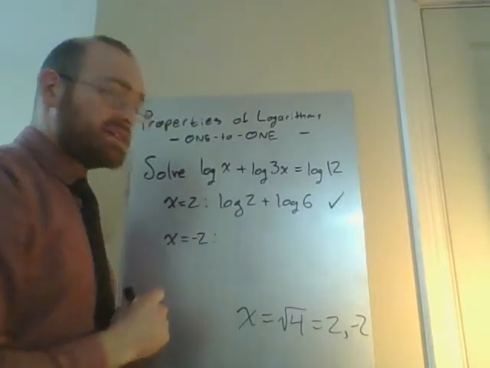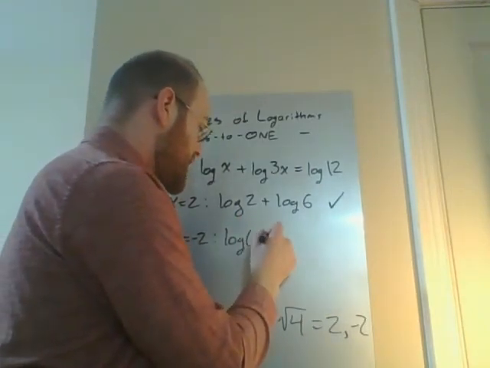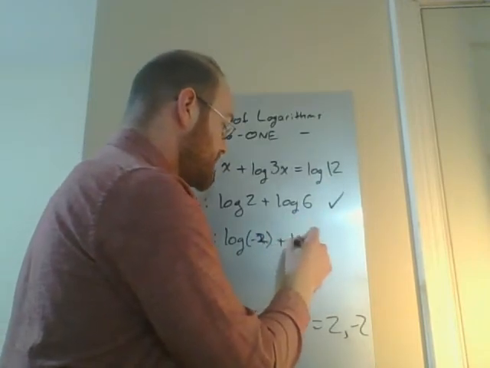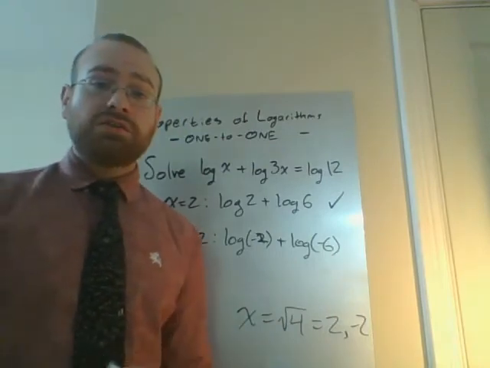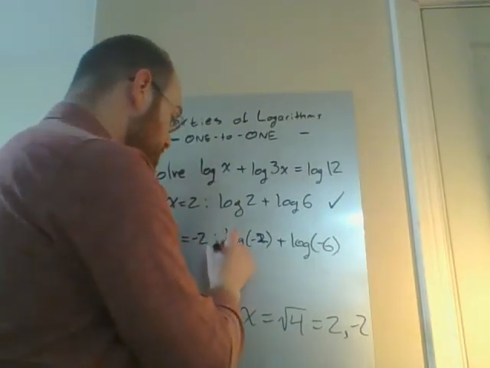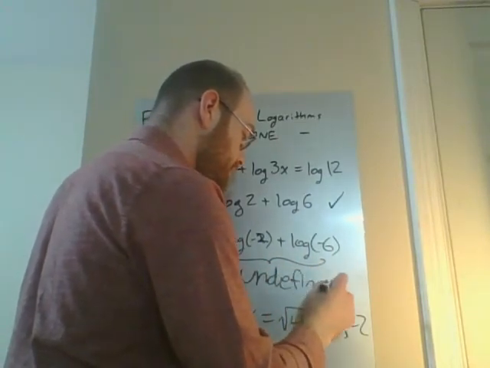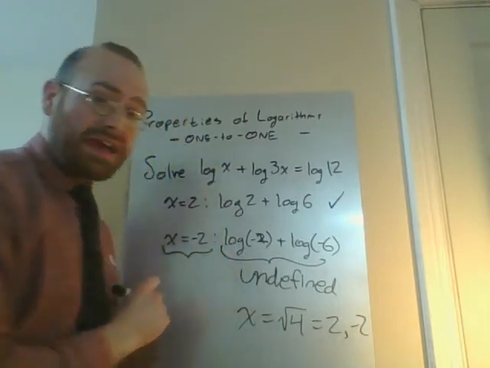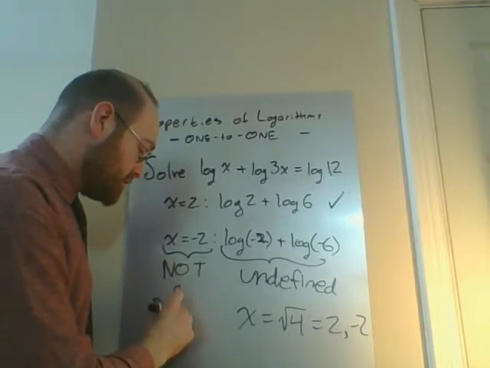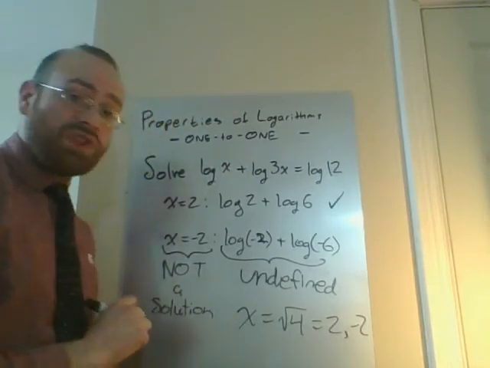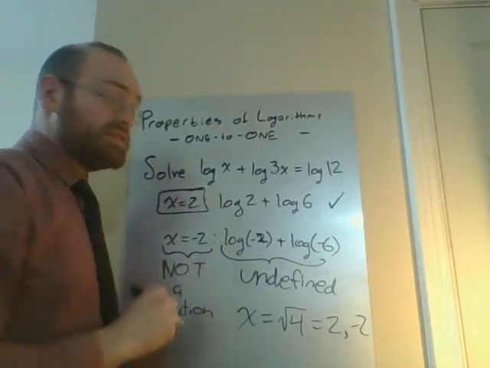But if we plug in x equals negative 2, we have the logarithm of negative 2 plus the logarithm of negative 6. And logarithms are undefined at negative values. So this expression is undefined, which means x equals negative 2 is not a solution. So the only solution for this equation is x equals 2.